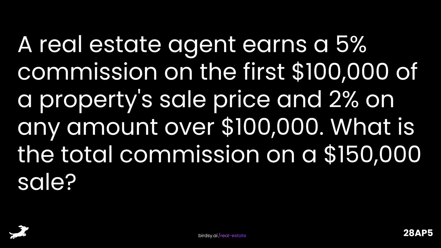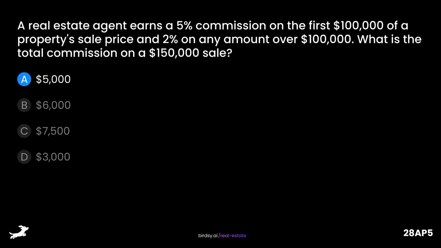A real estate agent earns a 5% commission on the first $100,000 of a property's sale price and 2% on any amount over $100,000. What is the total commission on a $150,000 sale? Is it A, $5,000, B, $6,000, C, $7,500, or D, $3,000? The answer is B, $6,000.